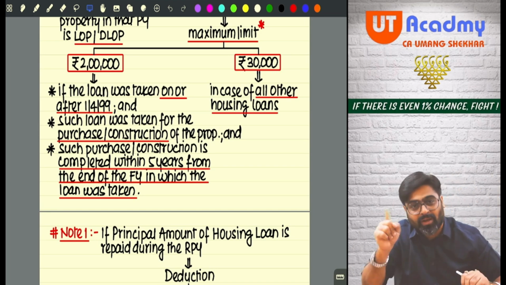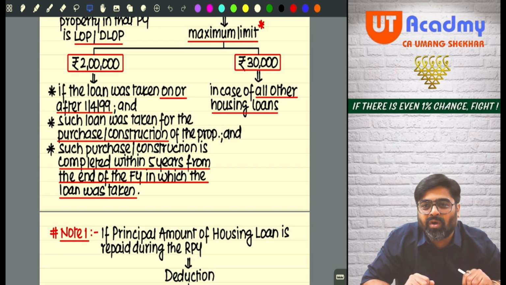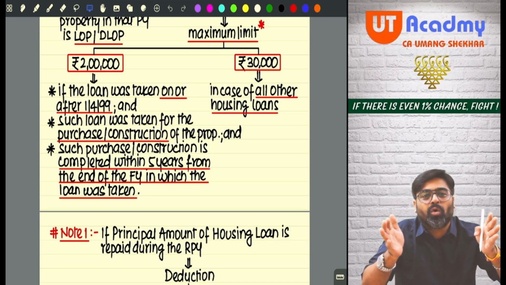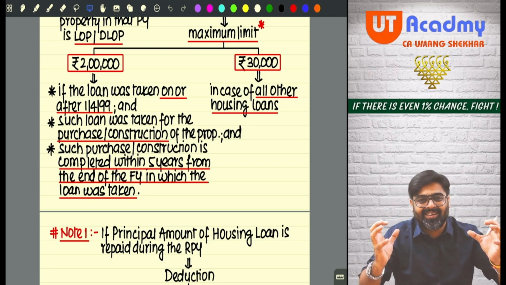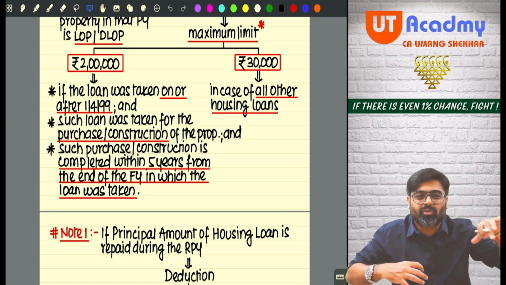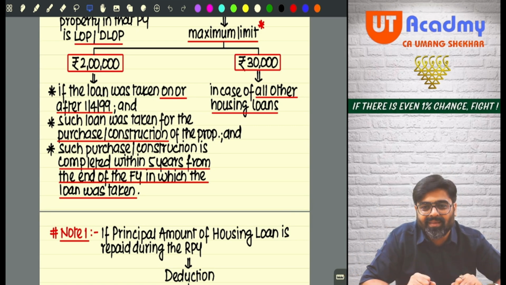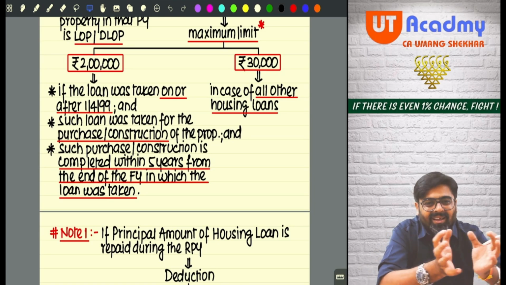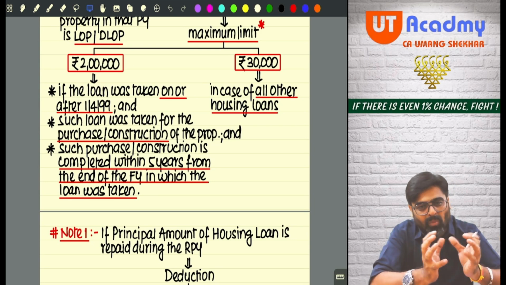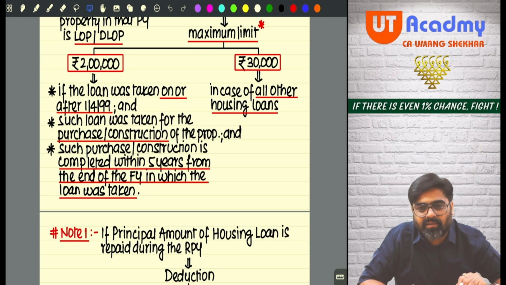If you want the 2 lakh limit, the loan should be for purchase or construction. Because a purchase or construction loan will be a higher amount, so the interest on it will be higher, and the 30,000 limit might not be sufficient. Take the 2 lakh rupees limit for that. But repairs loans are smaller, no? Renovation and repairs loans are smaller amounts, so the interest will also be smaller. So the 30,000 limit will be sufficient.